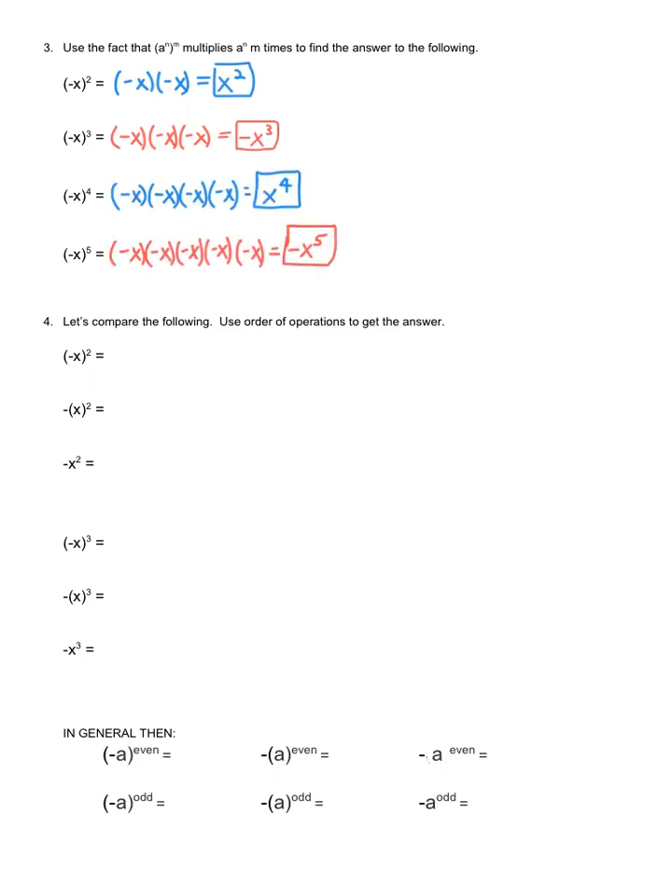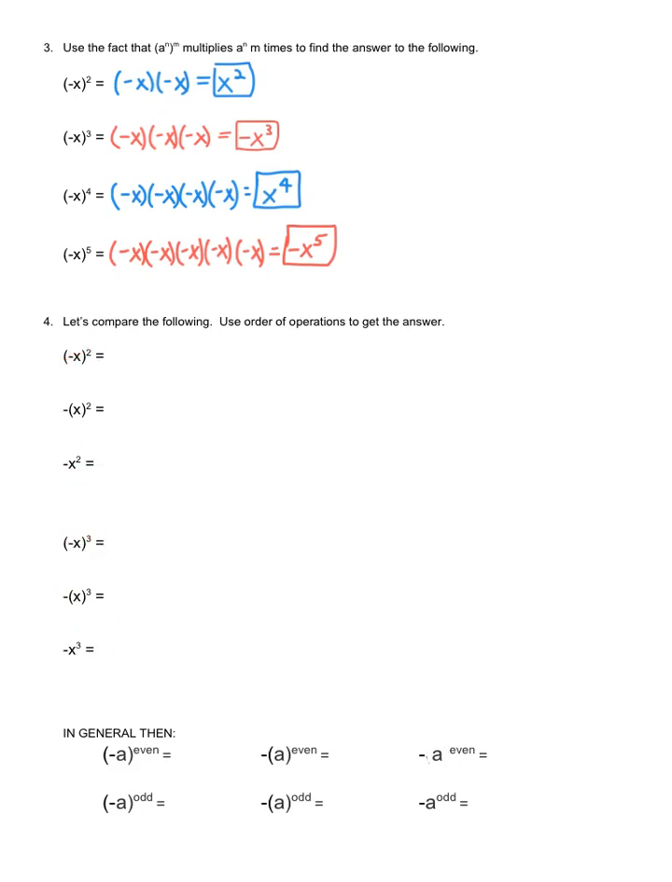We see that (negative x) to the fourth gives me a positive x to the fourth. The negative x inside of parentheses to the fifth power gives me a negative x to the fifth. Let's take it a step further then and look at what happens when I put the negative inside the parentheses on this first one versus outside the parentheses versus no parentheses at all, for both an even and an odd power.